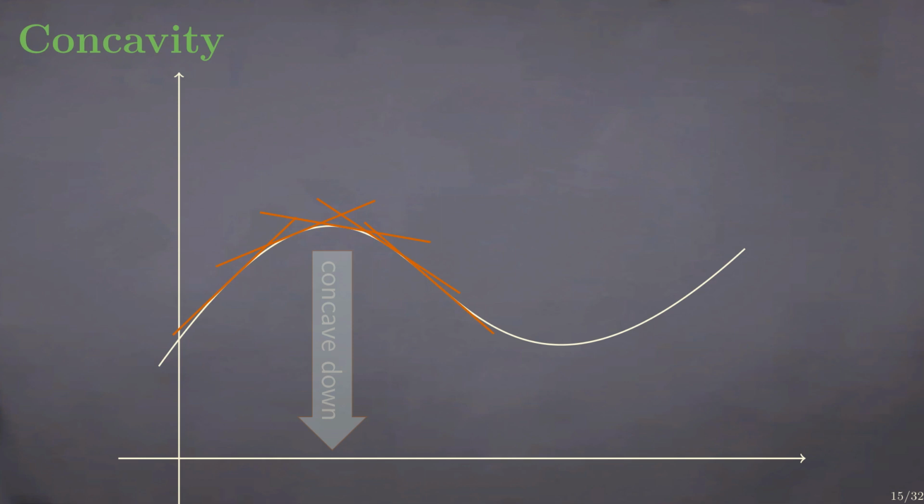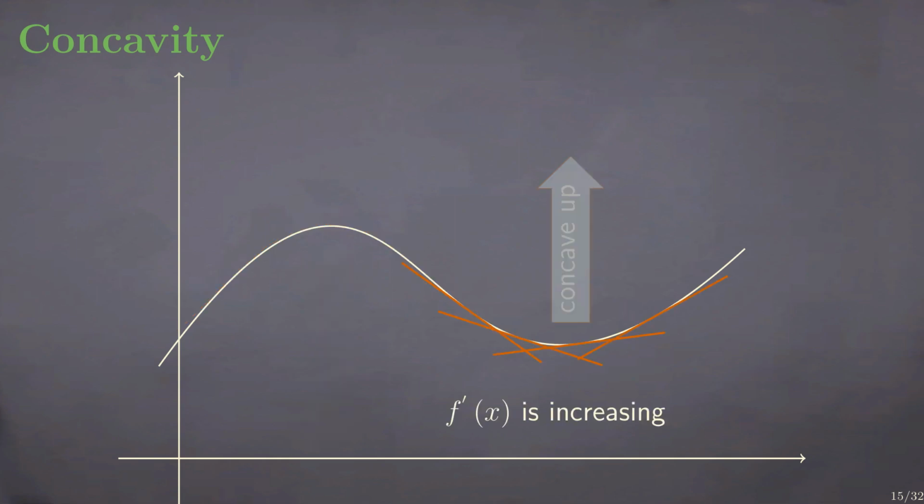where the graph is concave down, then you see that the slope of the tangent line is decreasing. Okay, it means that the derivative of f of x is decreasing on this interval. And similarly, when the graph is concave up, then the derivative of f is increasing. So for this, we can define concavity using the first derivative of the function.